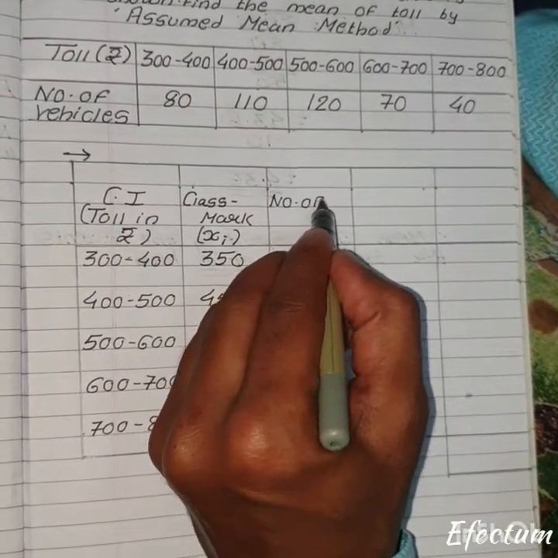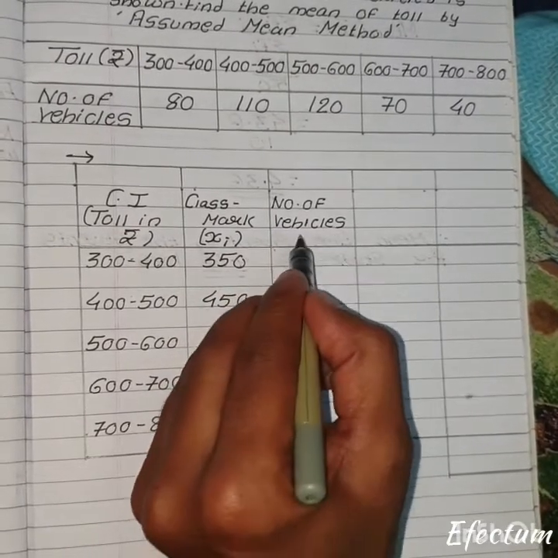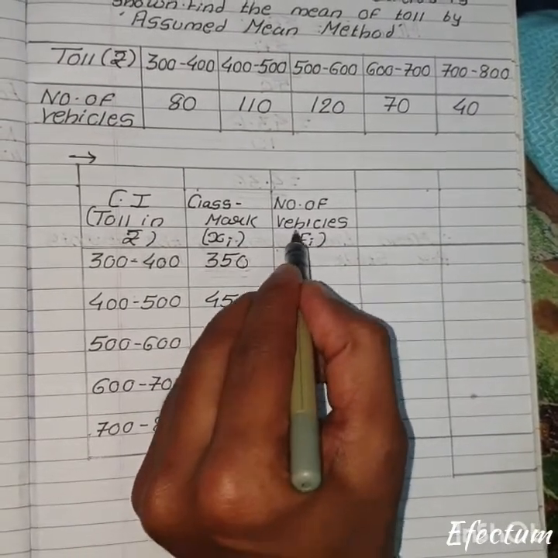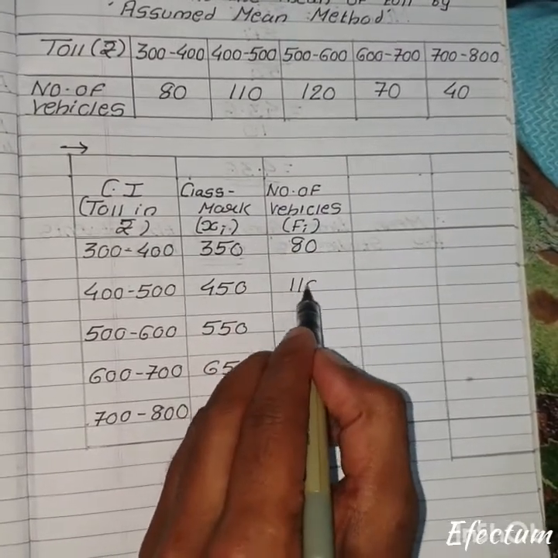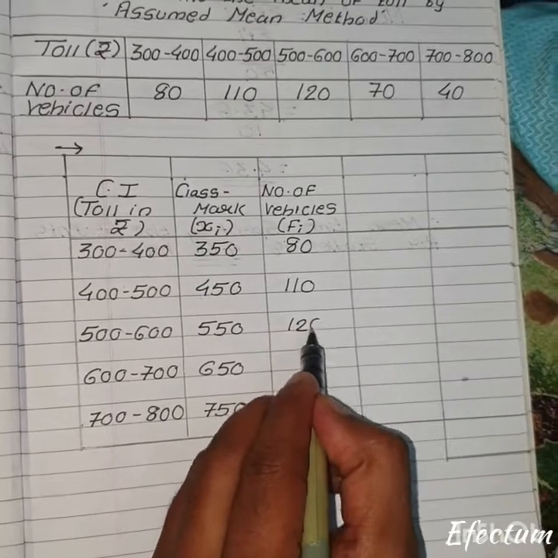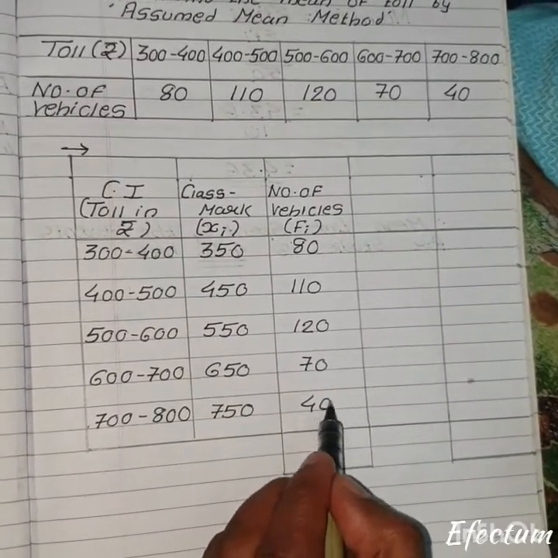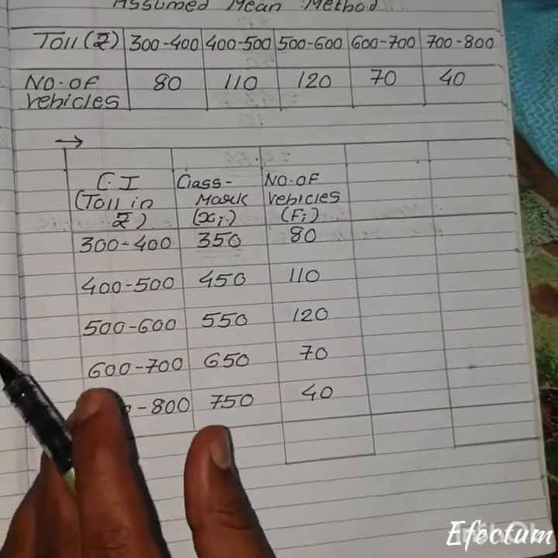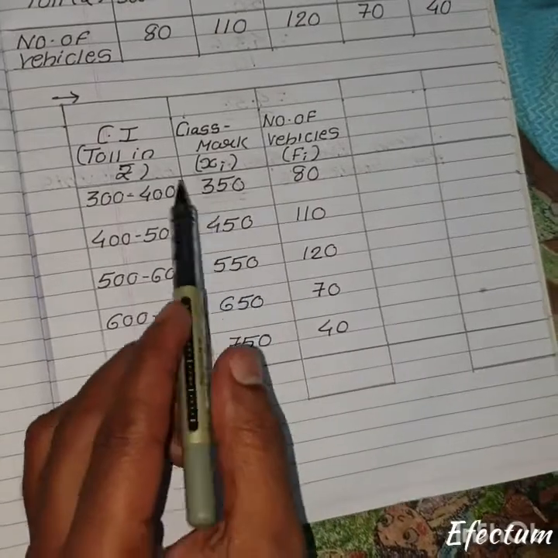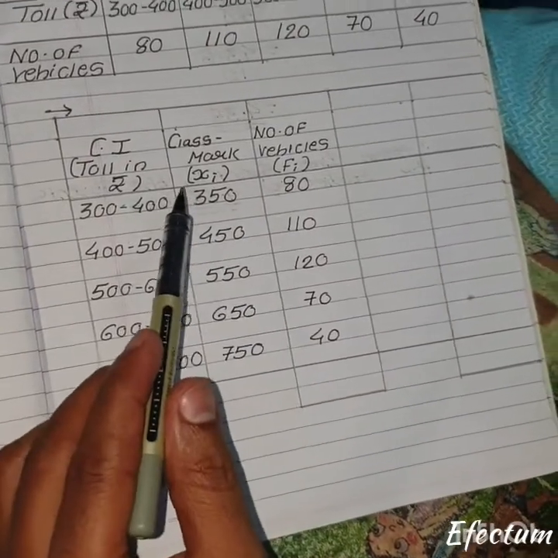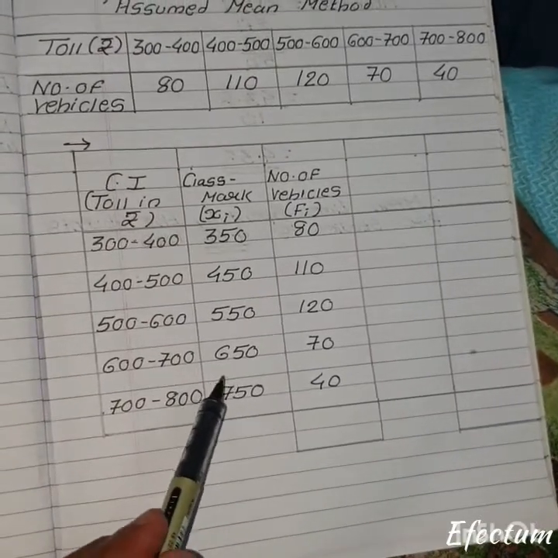Number of vehicles is denoted by fi. What are the values? 80, 110, 120, 70 and 40. Now since we are solving this sum by assumed mean method, see the column of xi. In the column of xi there are 1, 2, 3, 4, 5. So the number of values are 5.